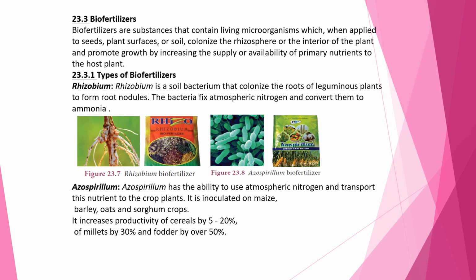Just now I explained in the beginning session of the video number 24 that Rhizobium is a soil bacterium that colonizes the roots of leguminous plants to form root nodules. The bacteria fix atmospheric nitrogen and convert it to ammonia. I hope you understand. They take part in the nitrogen cycle. Which one? Rhizobium.